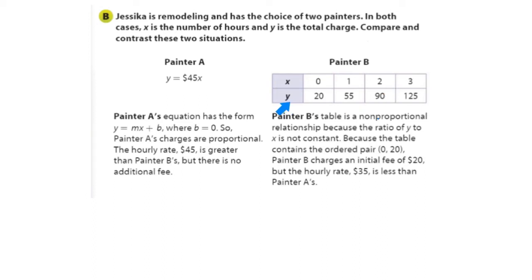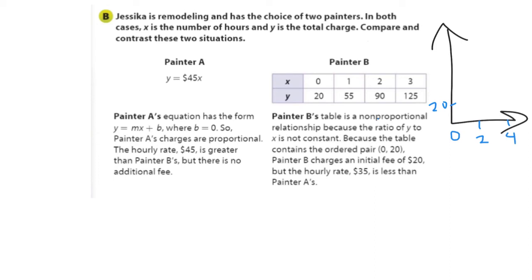Here we have Painter B as a table. So in Painter B as a table, to figure out what's going on, is this proportional or non-proportional? Well, one way you can look at it is X is 0. To be proportional, if X is 0, Y has to be 0, and it is not. So this is not proportional. Let me show you, if you are going to graph this for Painter B, your line would start up here at the 20. That's where you'd start your graph. So at 0 hours, they're having you pay $20. That must be just like a fee or something.